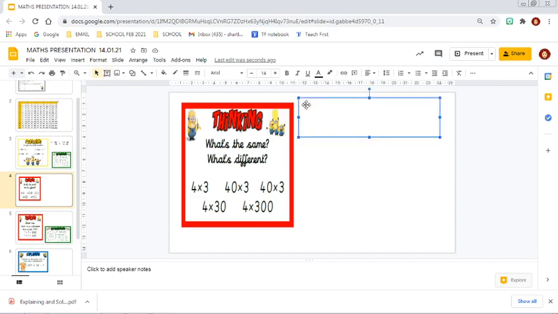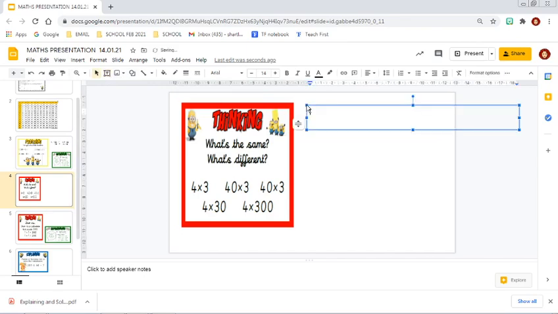And I would like you to start this. It states what's the same, what's the difference. Before we start to talk about what's the same and what's the difference, let's start by finding out what is 4 multiplied by 3. So 4 multiplied by 3 equals 12.